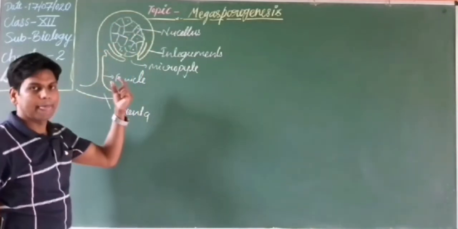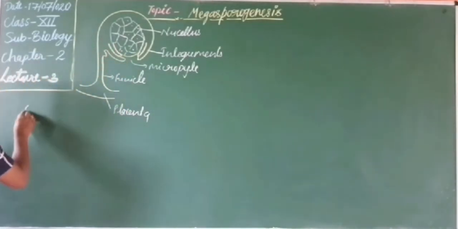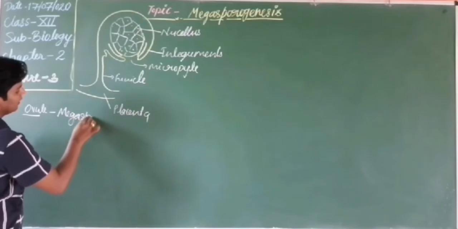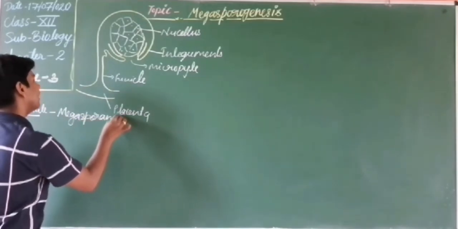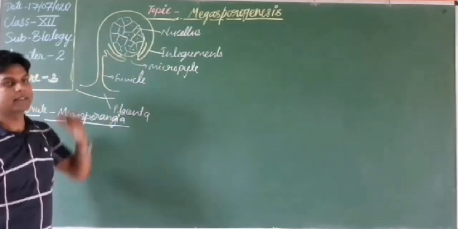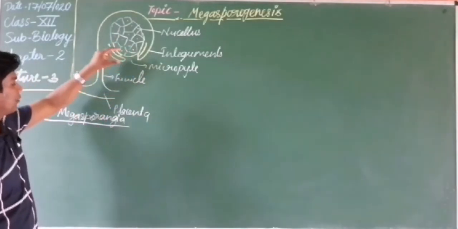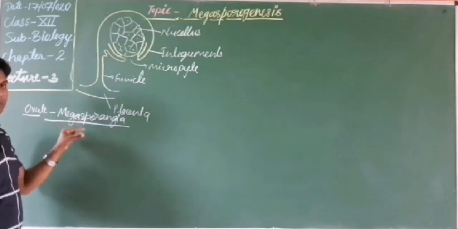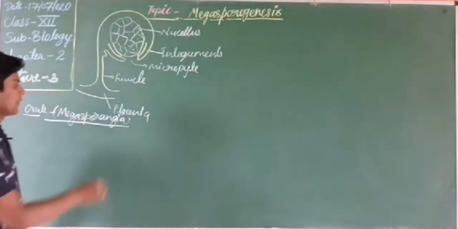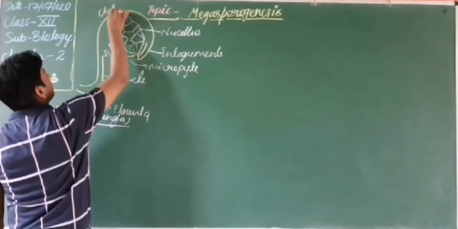Here students, overall this is known as the ovule. What is the ovule called? The ovule is the megasporangium. Why? Because megaspore is formed inside this nucellus of the ovule, inside the overall structure of the ovule. That is why the ovule is also known as the megasporangium. Got it? Here this is the micropyle and this is the chalaza.